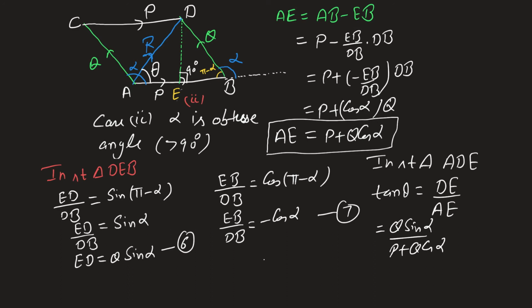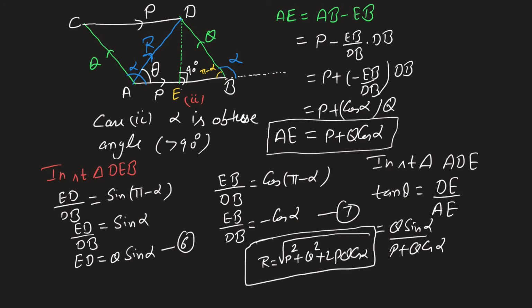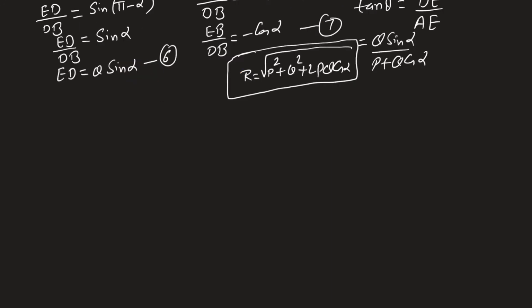Similarly, we can find the magnitude, which will be given by R square is P square plus Q square plus 2PQ cos alpha, and the square root. You can easily calculate, and I am leaving it up to you. So in both the cases we have determined the direction and the magnitude of the resultant. Now we will study some special cases, and the special cases are these. Number 1, when alpha is 90 degree.